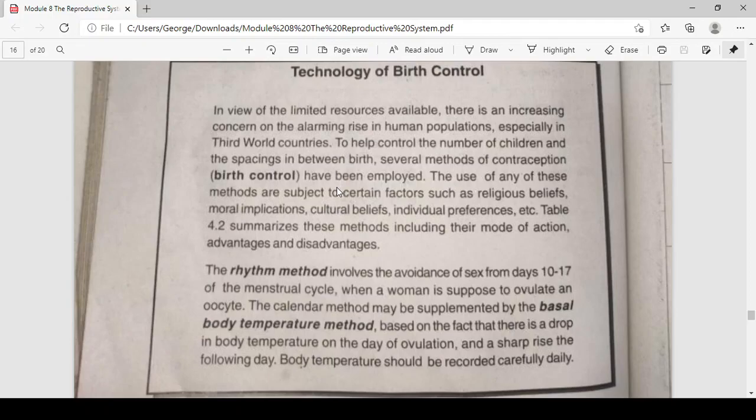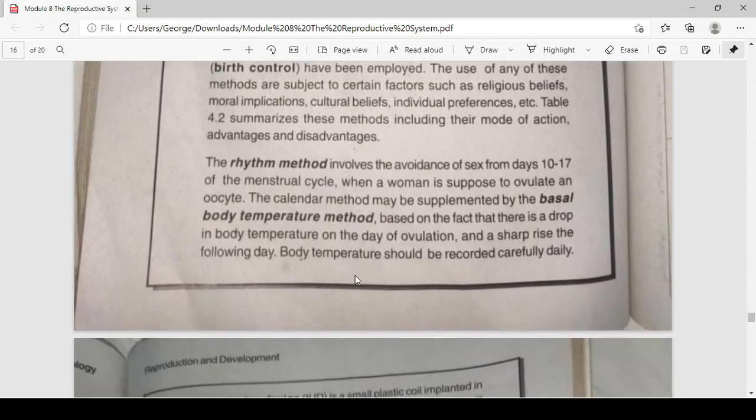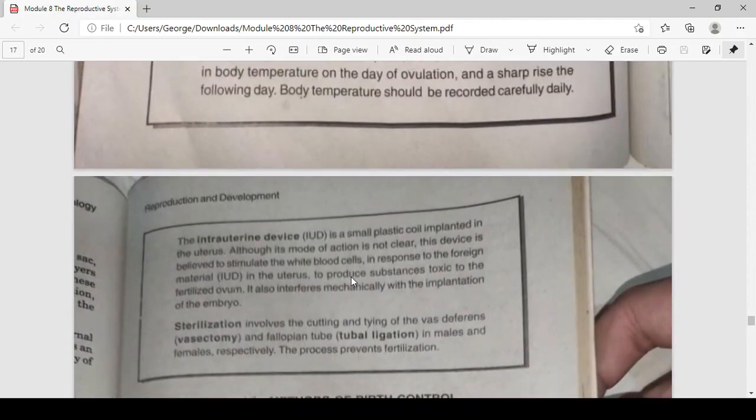First, the rhythm method involves the avoidance of sex from days 10 to 17 of the menstrual cycle. Again, kids, this is commonly known as our calendar method. When a woman is supposed to ovulate an oocyte, the calendar method may be supplemented by the basal body temperature method, based on the fact that there is a drop in body temperature on the day of ovulation. A sharp rise in the following body temperature should be recorded carefully daily.